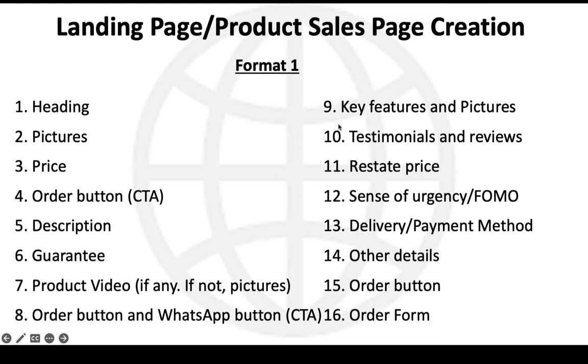So that's just it. Then the number 10 outline I have here is testimonials and reviews, customers' testimonials and reviews. If you have any, you can include it. So for the 11th one, you can restate the price again. Then you follow it by creating a sense of urgency, or what we call FOMO. FOMO is known as fear of missing out. You create such a statement that would make them feel like they are missing out. It could be in form of a countdown clock, or a statement like place your order within 24 hours. It's called a sense of urgency, or FOMO, something like that.